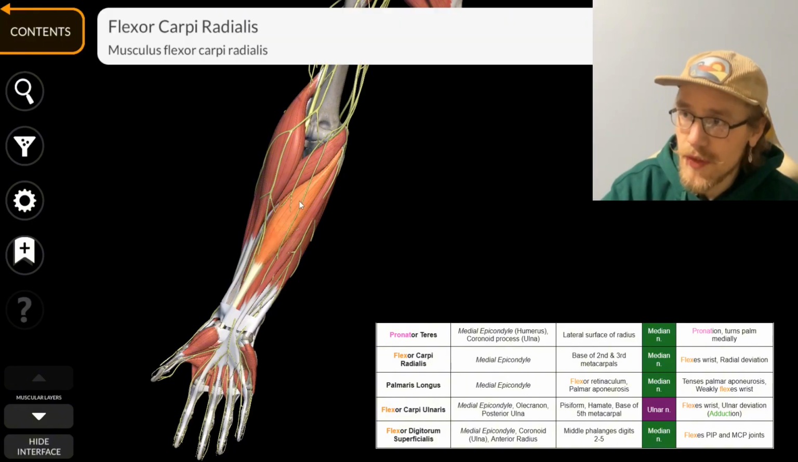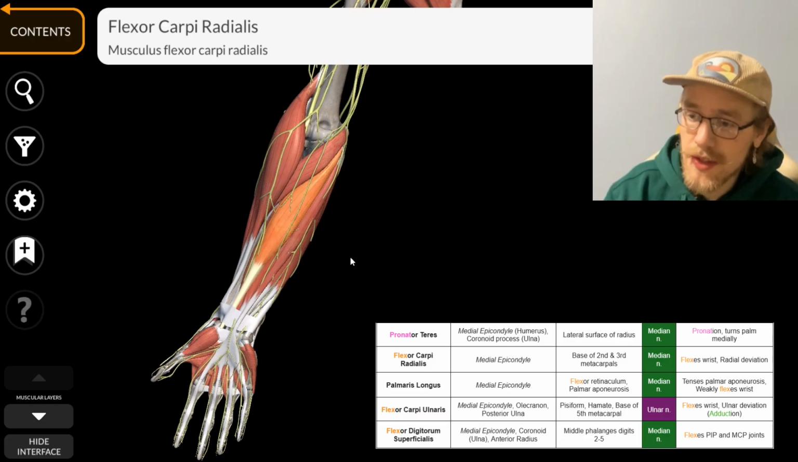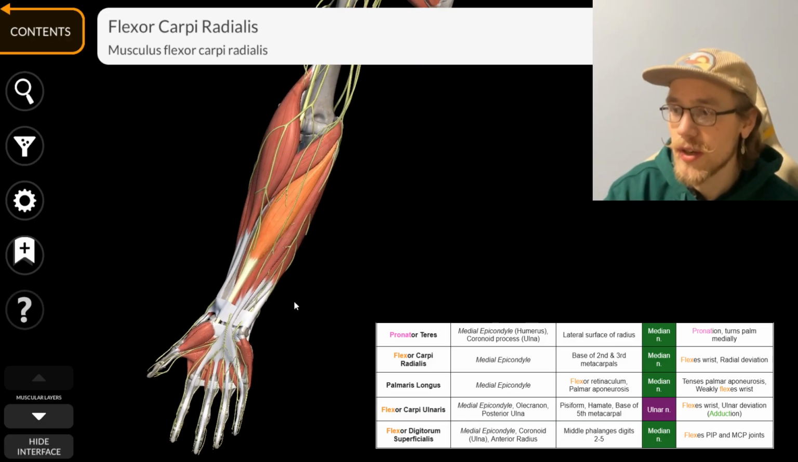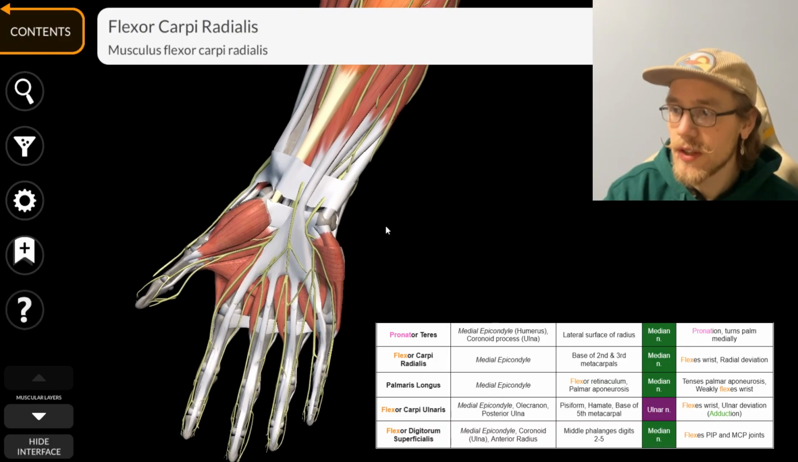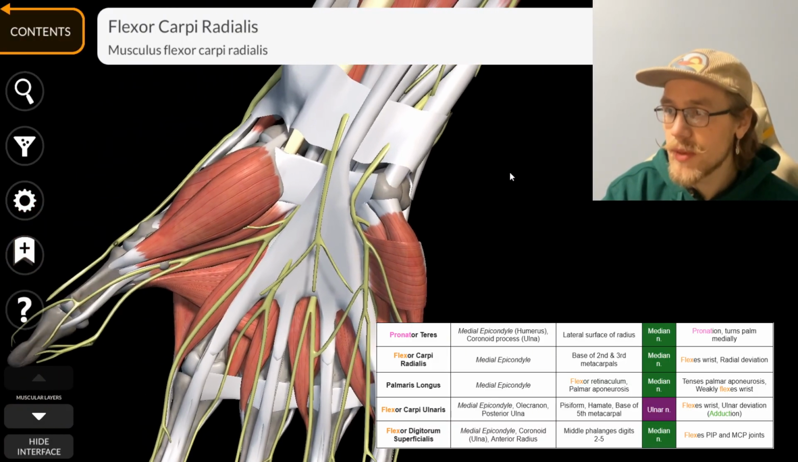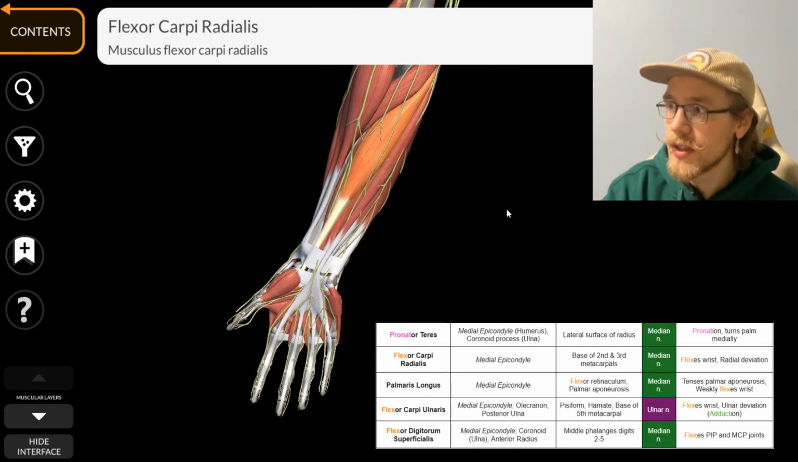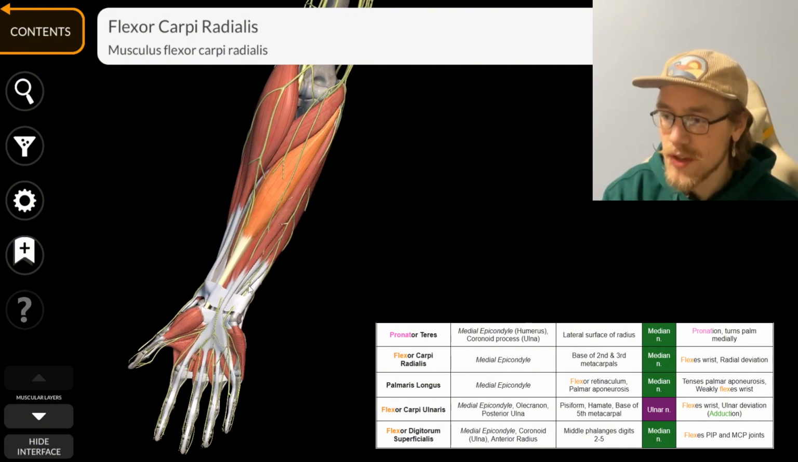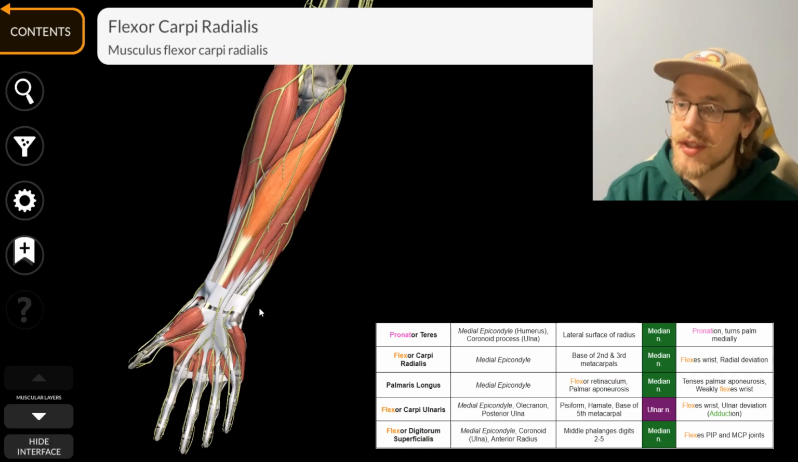Next in line, we have the flexor carpi radialis. That's going to go from the medial epicondyle to the base of the 2nd and 3rd metacarpals. So if we look here, the base of the 2nd and 3rd metacarpals is going to be right about here. And then if we imagine we're pulling that thing like a pulley system, it's going to flex our wrist, and it's going to cause radial deviation, meaning that we're moving our hand to the side of our radius.